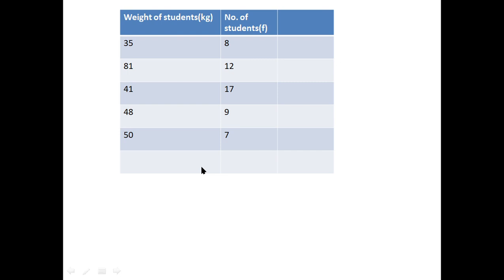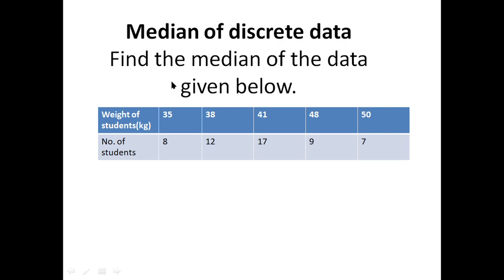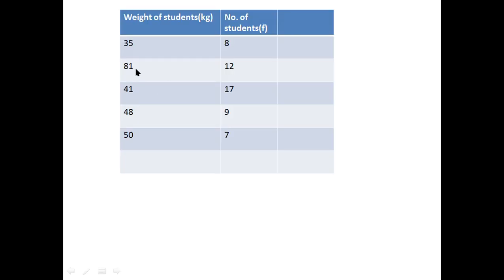So for the median, the rule is the same: the (n plus 1) by 2 th item will do, but we first have to find how many strings there are in this data. Up to 35 kg of weight there were 8 strings, and when another weight, 38 kg, is added, 12 strings are added, so the total is 8 plus 12, 20. Like that we have to consider.